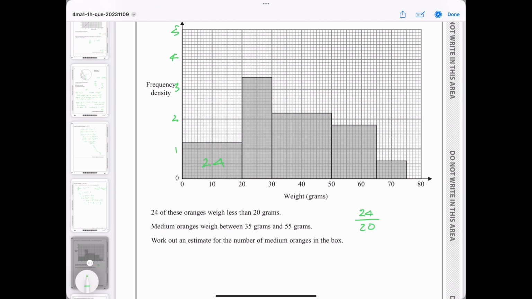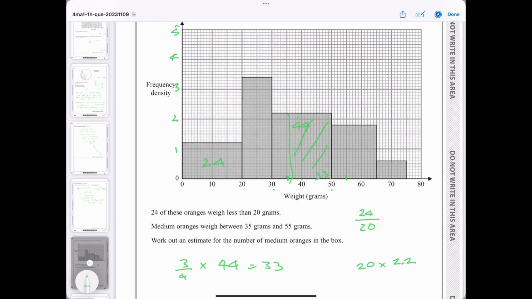Next, 35 to 55 grams. So that's 35 and that's 55. So we're going to need to work out this box here between 30 and 50, which is 20 times 2.2, which is 44. So the whole box is 44. And we need 3/4 of 44. So 3/4 times 44 equals 33. So we've got 33 in this section here.